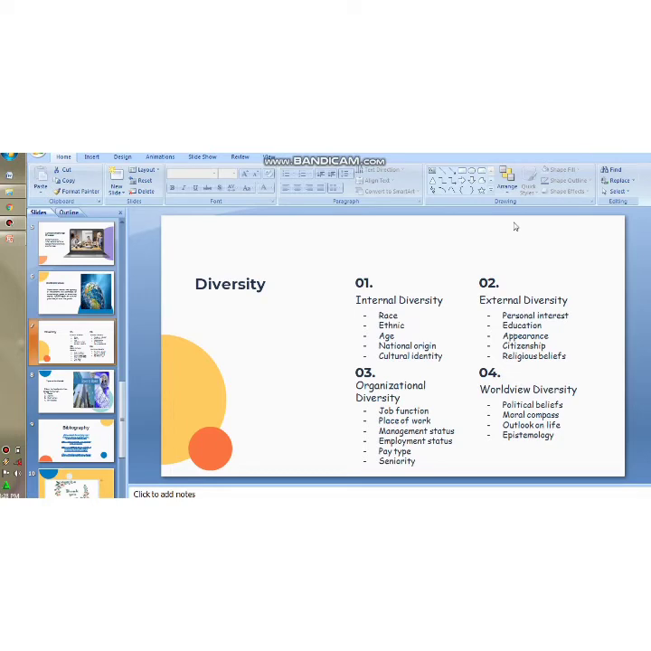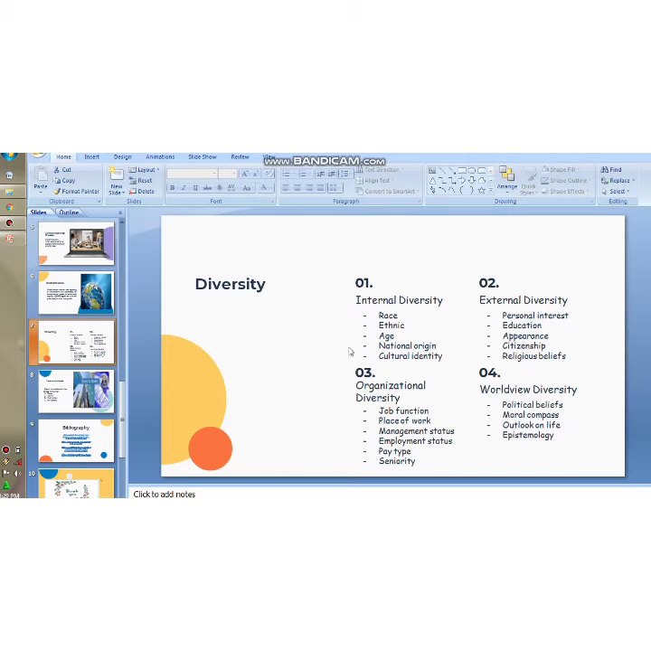And the second is external diversity. External diversity is often displayed in a person's appearance. External diversity can include but is not limited to gender, age, ethnicity, and sometimes even religion. External diversity refers to differences in various defining personal traits such as personal interest, education, appearance, citizenship, religious beliefs.